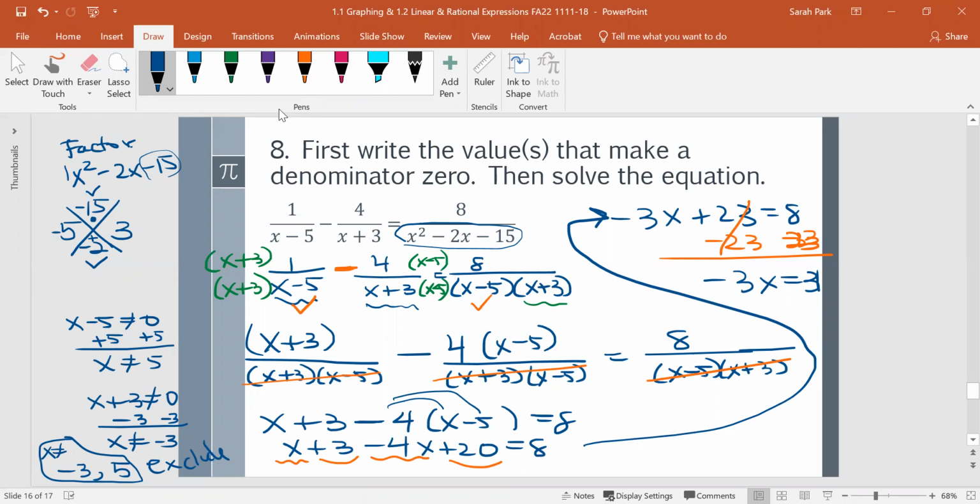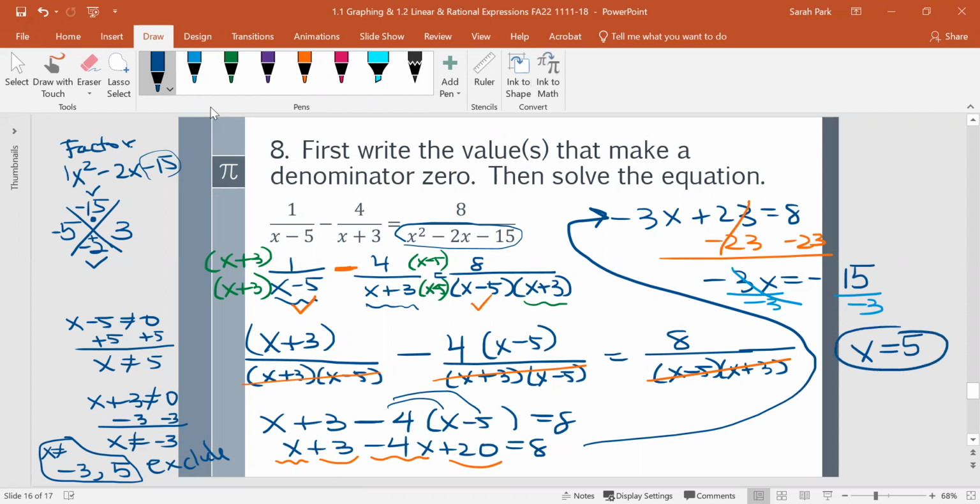Oh, I added 23. This is why we have to write with neater handwriting. It says 8 minus 23, not 8 plus 23. So 8 minus 23, let's do that. That's going to give us -15. All right, I'm glad I caught my mistake before I proceeded. So -3 divided by -3, cancel that away. So we have x is equal to -15 over -3, which is 5.